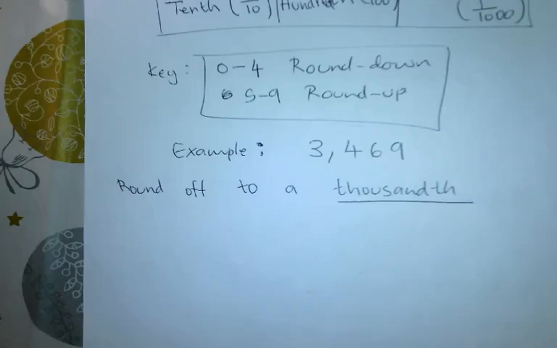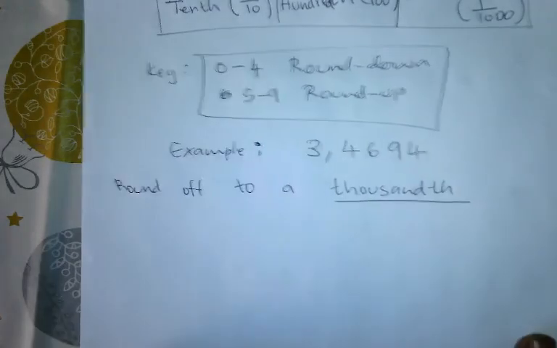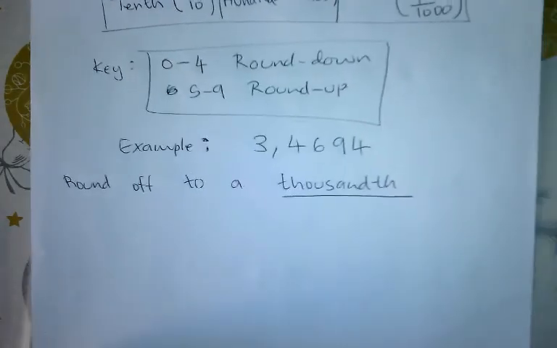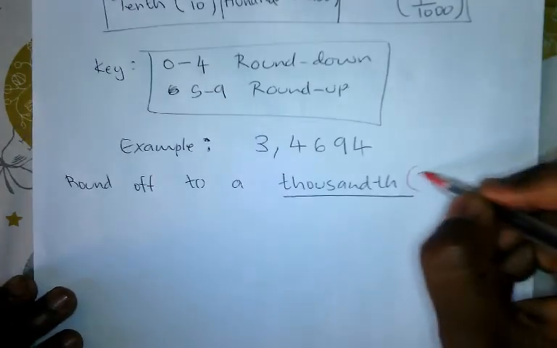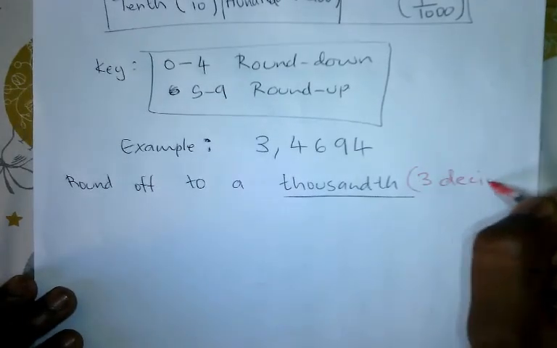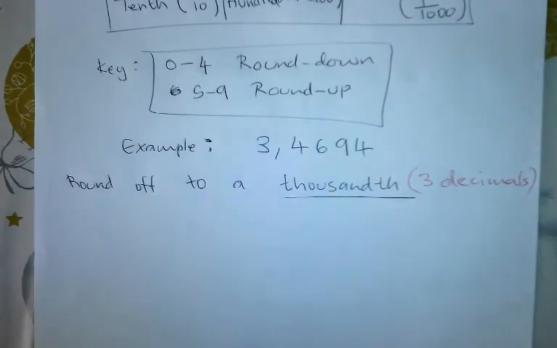Is it 3 decimals? They want how many decimals? 3 decimals. So I can put here 3 decimal places. They want only 3 decimals, meaning after the comma I should have how many numbers, everyone? 3. So look on the board. 1, 2, 3. I should have only those 3 digits.